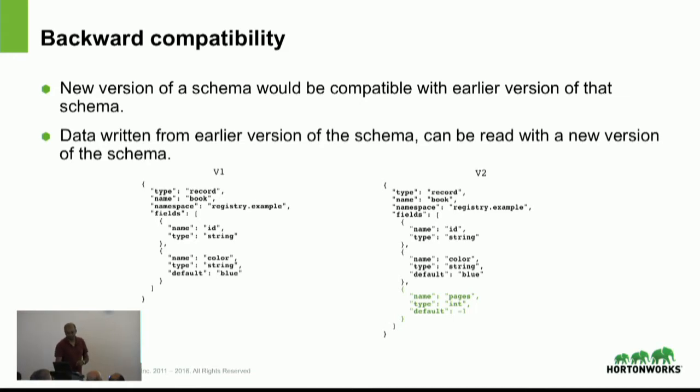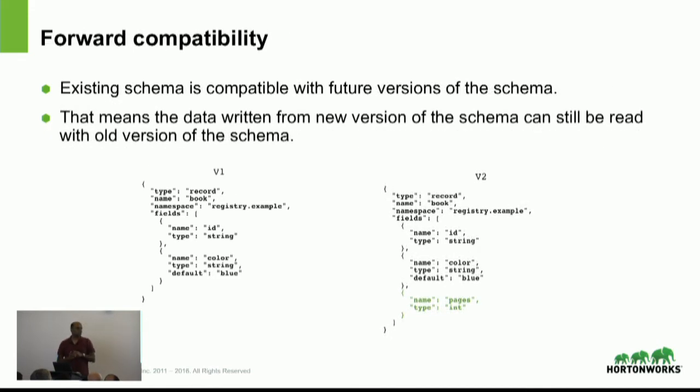So this is our V1 version of the schema. We have two fields, ID and name. Now another producer comes in and wants to add a new field called pages. When you are registering this in a backward compatible mode, you need to pass a default value. So on the consumer side, when they're sticking to the V1 schema, if the data is encoded by V2, they'll get the default value. So in runtime, they don't have any issues with that.